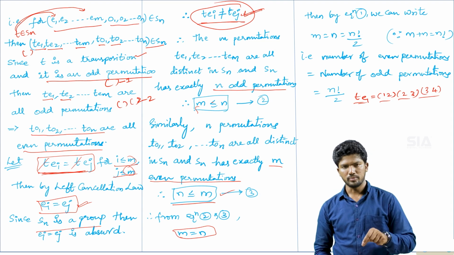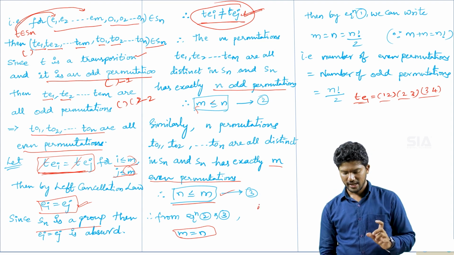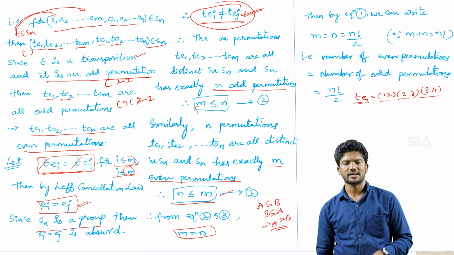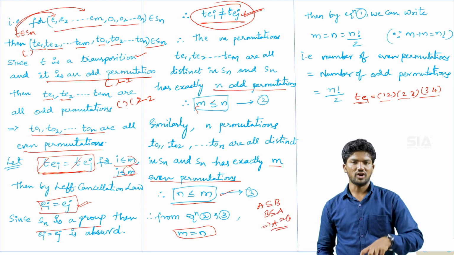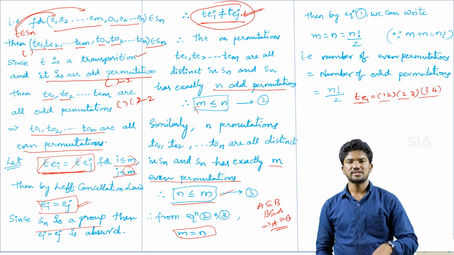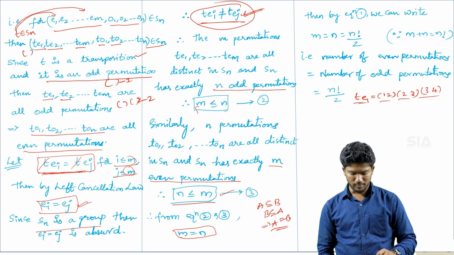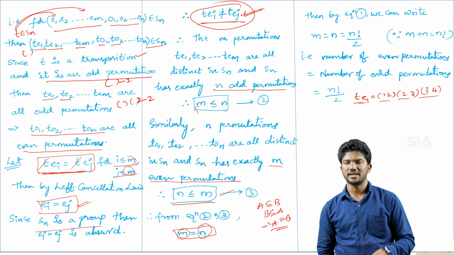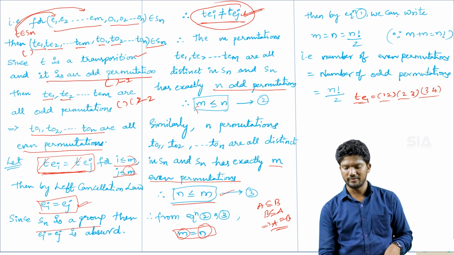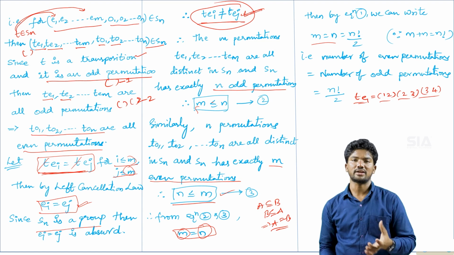This is one of the known properties in set theory: if A is a subset of or equal to B and B is a subset of or equal to A, then you can write A is equal to B. From that condition, n is equal to m, where m represents the even permutations and n represents the odd permutations. Both are equal. So then by equation number 1, we can write m is equal to n is equal to n factorial by 2.